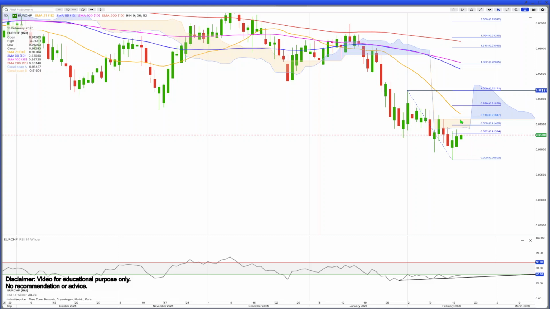So let's see here the next few days. So we can actually see over a few days some bouncing. If it takes out the lows here, well, then we are looking at the lower levels towards 90.